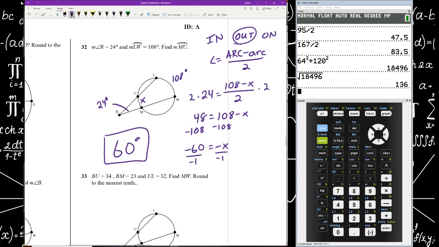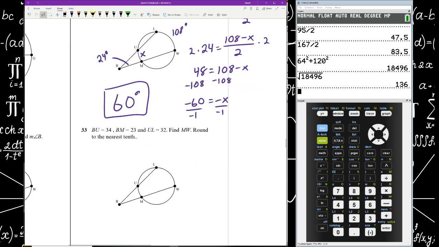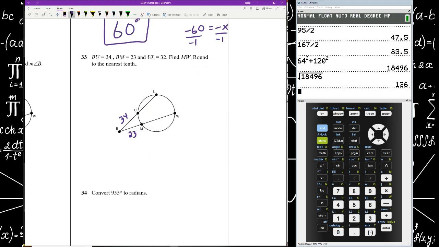Speaking of segments, let's look at the next one. Number 33, it says BU is 34, so label that 34. BM is 23, label that 23. UL is 32, and MW is what we're looking for. So notice this is segments, not angles.